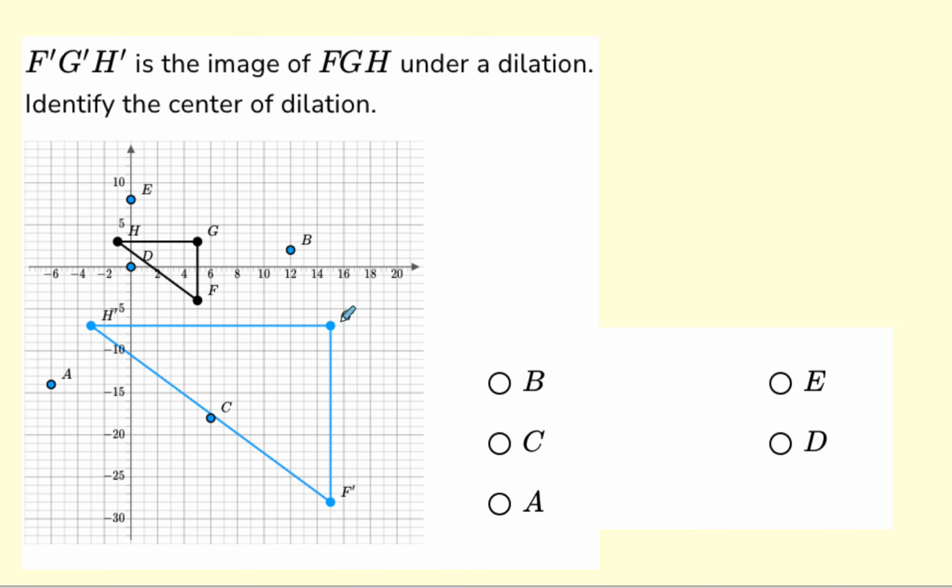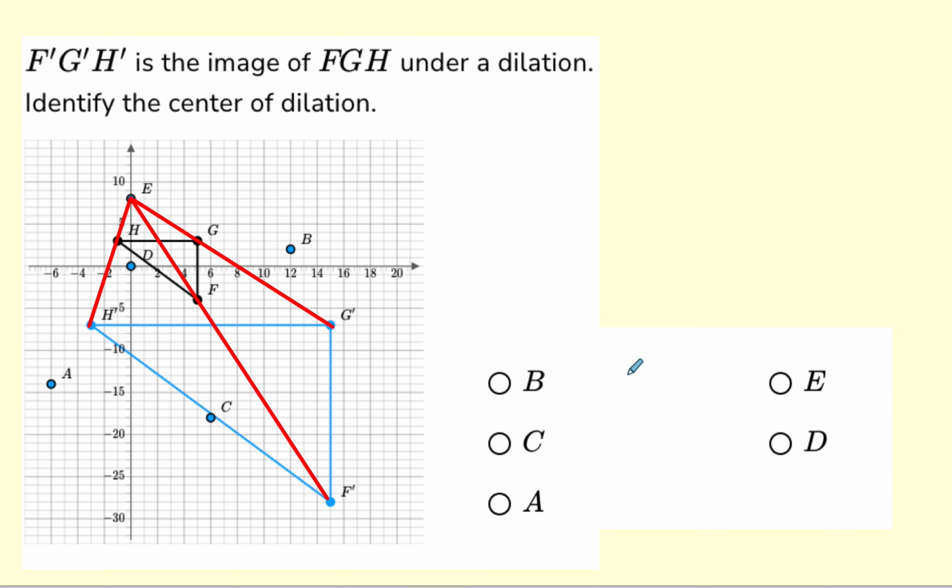Now let's see if you can figure out where the center of dilation is. Notice that this is G, and notice this is G prime. That has to create a radial line. F and F prime have to create a radial line, and H and H prime have to create a line. These are all the possible answers. But if I'm going to find the point at which all these radial lines meet, I'll go to the next picture, we can see that they're all meeting right here at E. So E is the center of dilation.